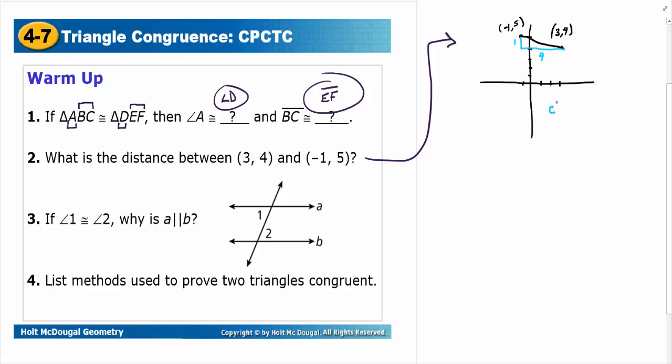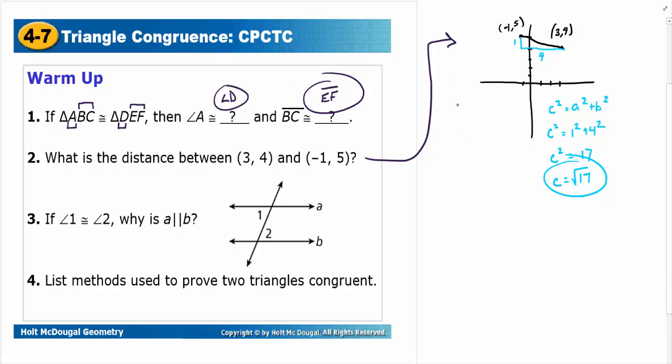Think of it as c squared equals a squared plus b squared. So c squared equals 1 squared plus 4 squared. So c squared equals 17. So c is the square root of 17. So that's going to be your distance. Now, obviously, that's like 4 point something. Square root of 16 is 4, so it's a little bit above that.